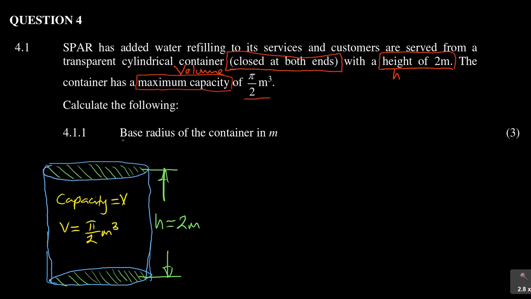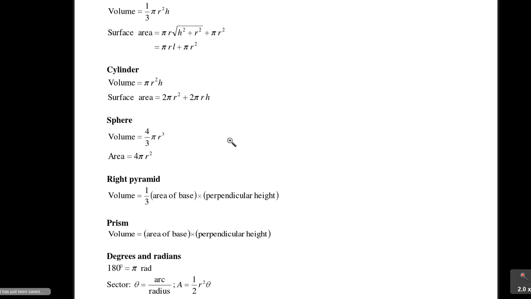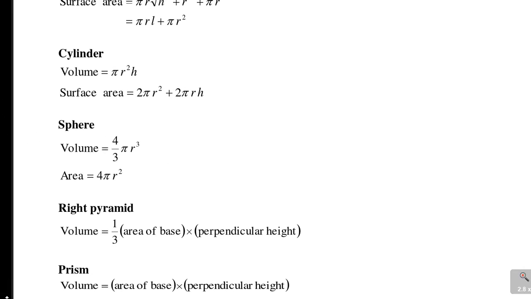Now, for you to be able to find the base radius in this case, from the information given, you have the volume and you have the height. Now let us look at the formulas to see if there is something that connects the volume and the height of a cylindrical container. Remember, this is a cylinder. So if I look at my formula sheet and expand on it, there is a part that talks about the cylinder. As you can see, this is the information I'm going to use.